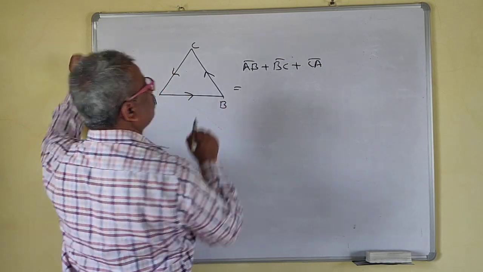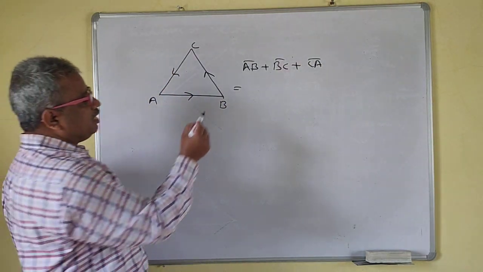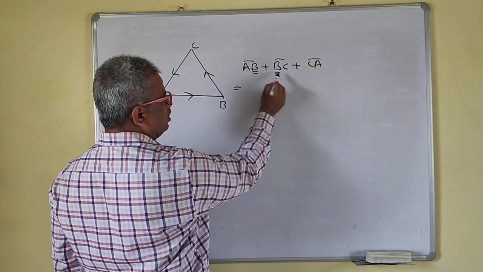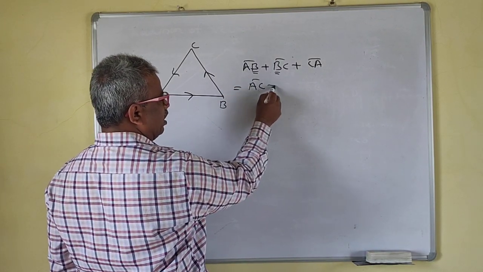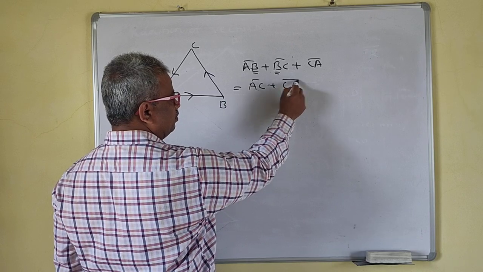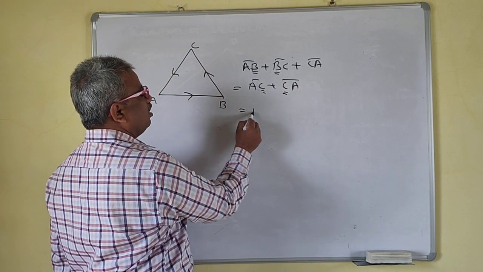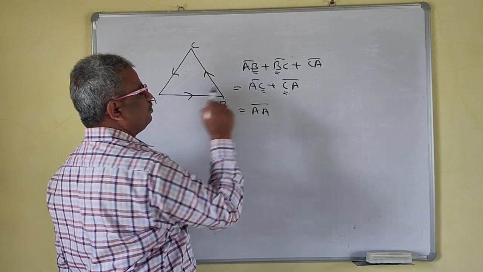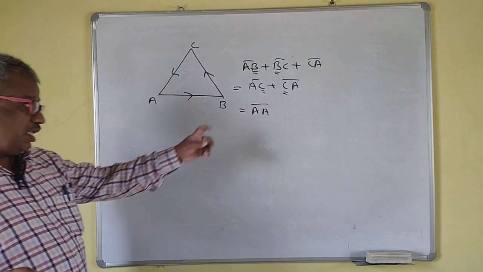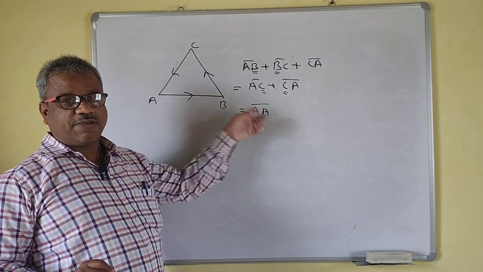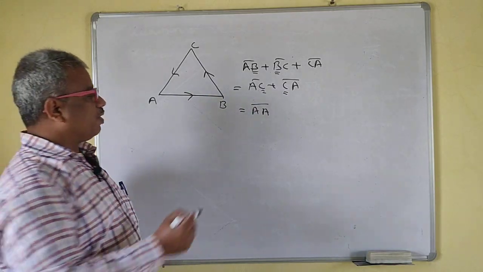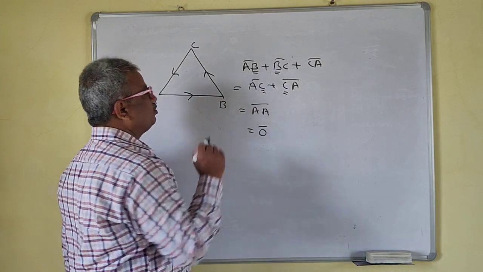So this is equal to what? Terminal and initial are the same, so this is AC bar plus CA bar. Again, the terminal and initial are the same. This is AA bar. If the initial point and terminal point are the same, then the vector is called a zero vector. So this is a zero vector.